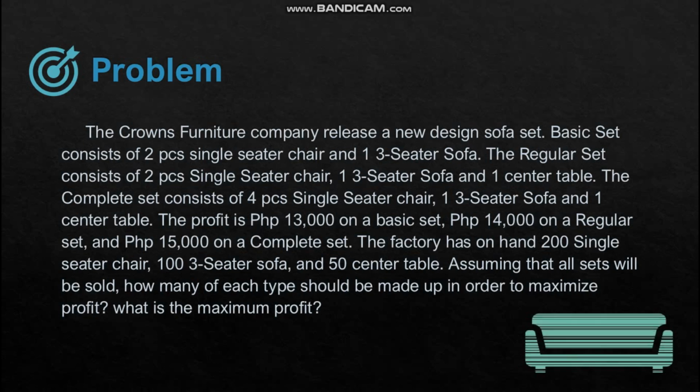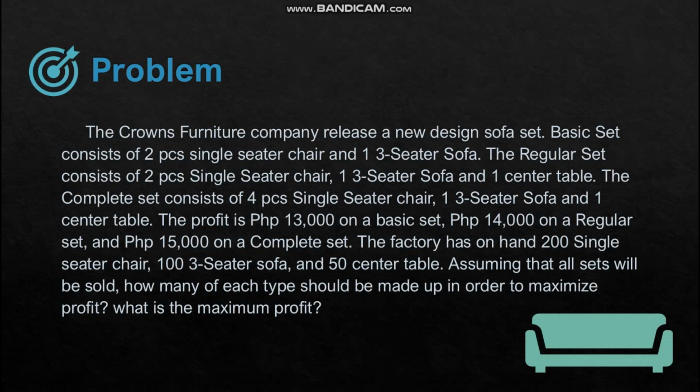This is our problem. The Crown's Furniture Company released a new design sofa set. The basic set consists of 2 pieces: a single-seater chair and one three-seater sofa. The regular set consists of 2 single-seater chairs, one three-seater sofa, and one center table. The complete set consists of 4 single-seater chairs, one three-seater sofa, and one center table.